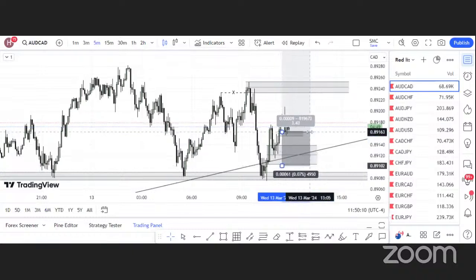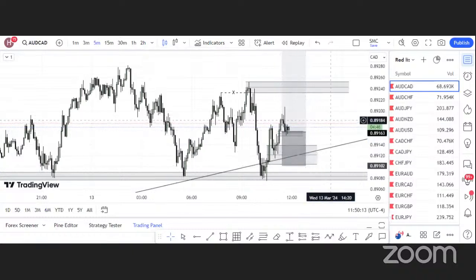Second trade of the day. AUDCAD is running.